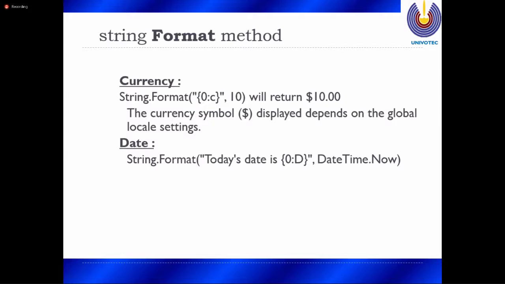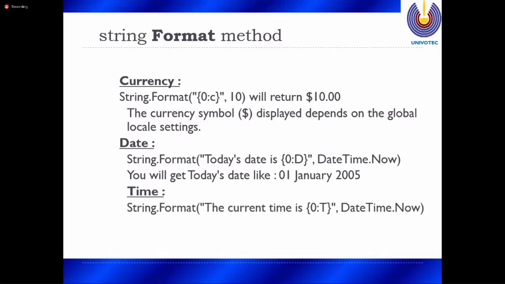Date. Today is the 0D, DateTime.Now. That is our normal. It will get the day as 1st January 2009, or today the 22nd July 2020. You can get that. Then the time. What's the time now? Now it's 10:35. That also.